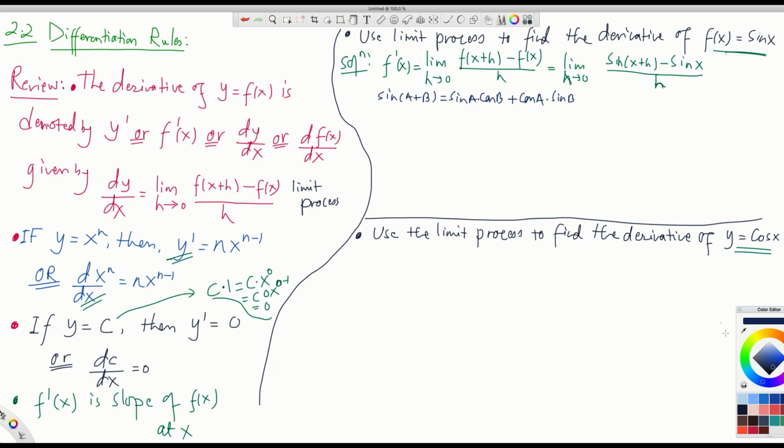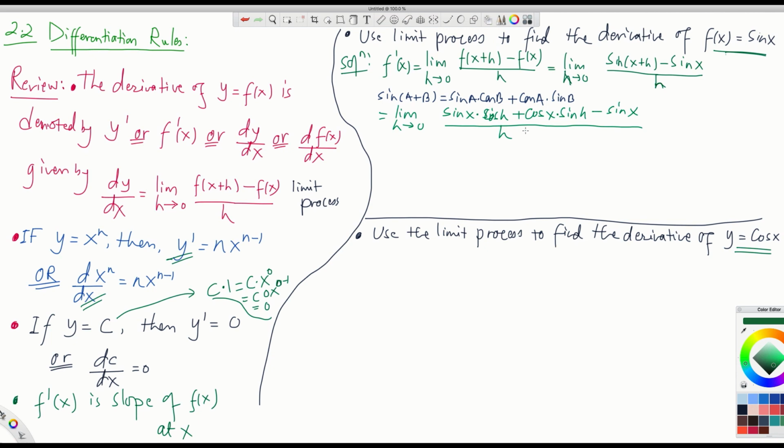So this equals limit h tends to 0. I'm going to use that formula. It will be sine x times cosine h plus cosine x times sine h, and then minus sine x is still there, all divided by h. This is what you will get.